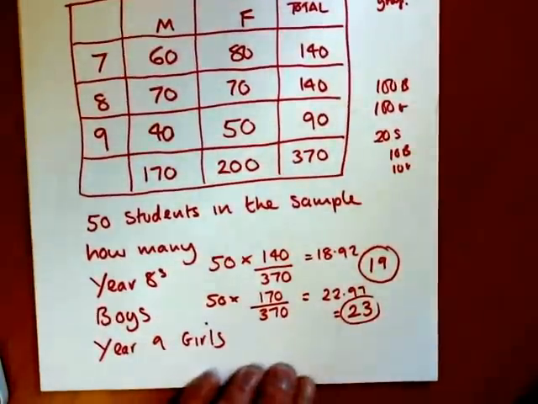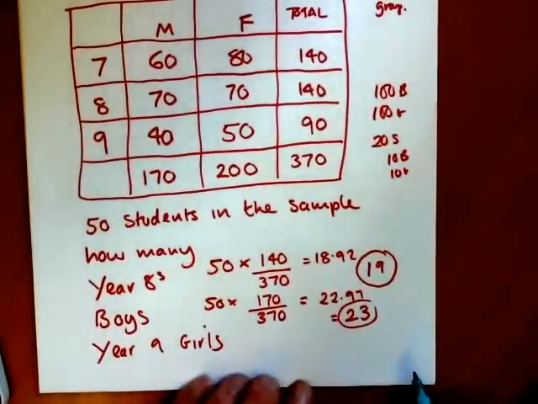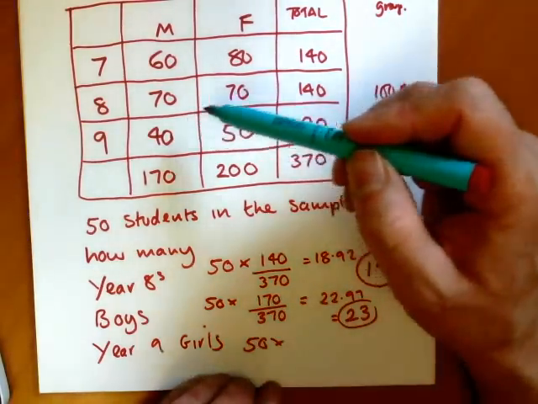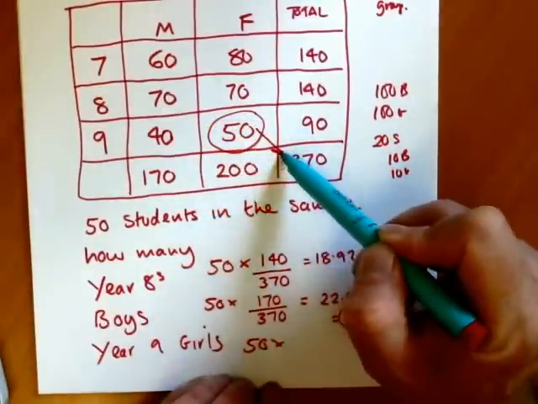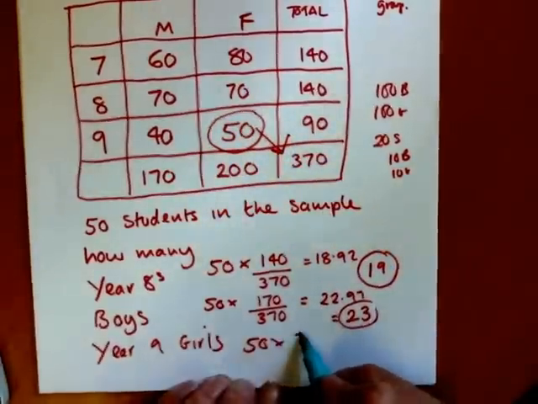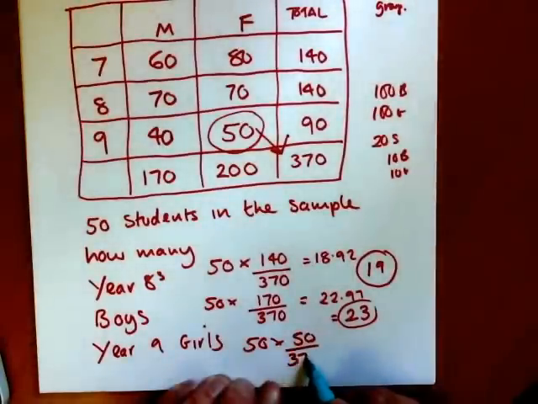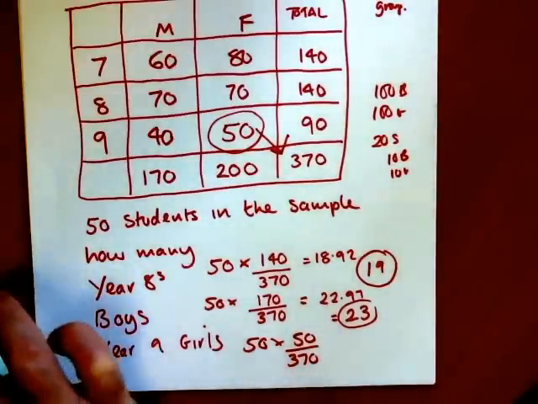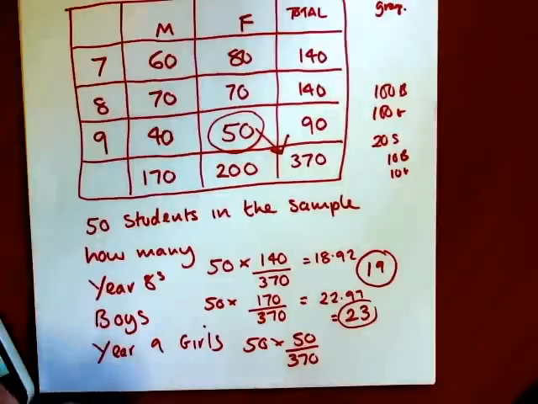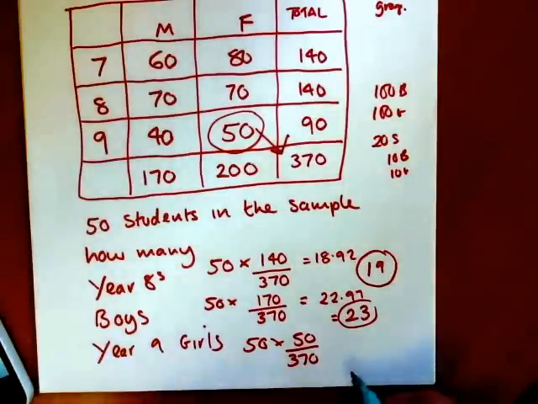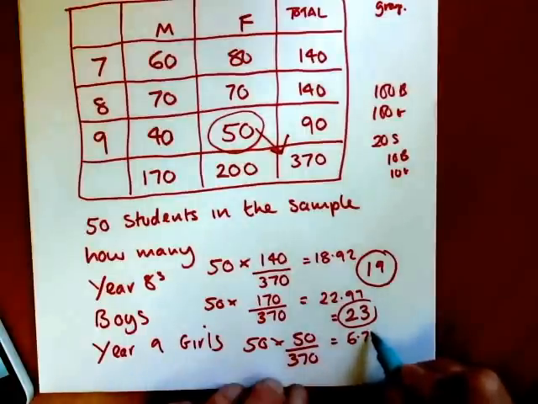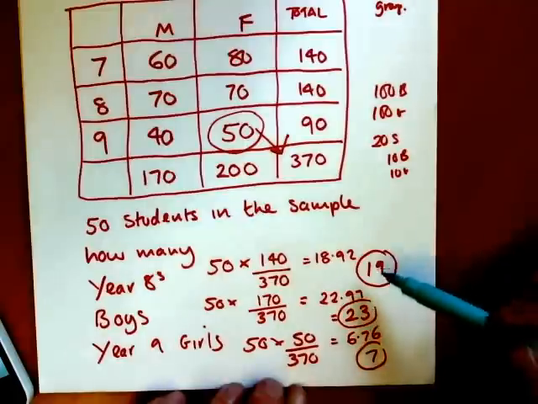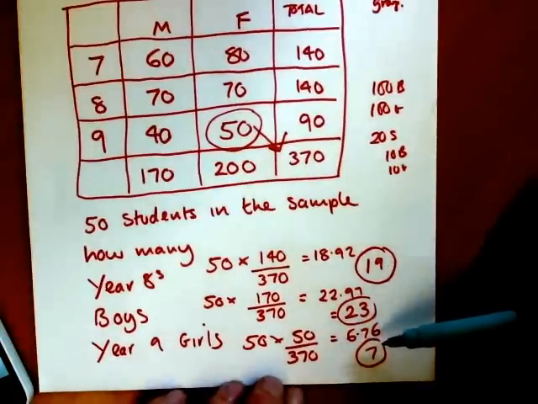Okay, and one final example then. How many Year 9 girls in the sample? 50 is the sample size. If we look for the Year 9 girls, there are 50 of them out of the 370 in total. So times 50 over 370. If we do that, 50 times 50 divided by 370, we get 6.76, and that will be 7. We must, in every case, round to a whole number, because we obviously can't have fractions of girls.